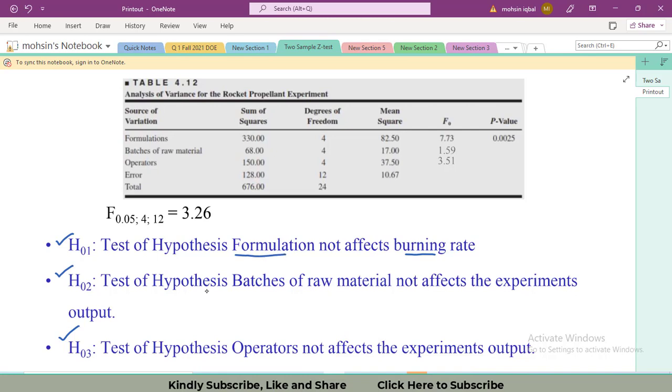The second hypothesis is based upon my nuisance factor number 1. Test for the hypothesis that the batches of raw material do not affect the experimental output, or in place of experimental output you can write burning rate. Third hypothesis: test for the hypothesis that the operators do not affect the experimental output or burning rate.